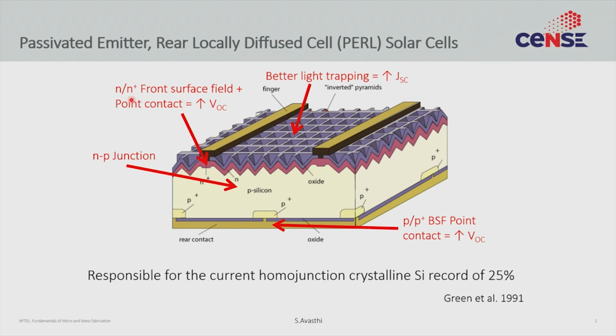Okay. So by the way, this cell that I'm talking about actually has a record of around 25.4% or so efficiency. Since then, the silicon solar cell efficiencies have been increased to around 26%, but they use something called a heterojunction, which again I shall not cover in this course.